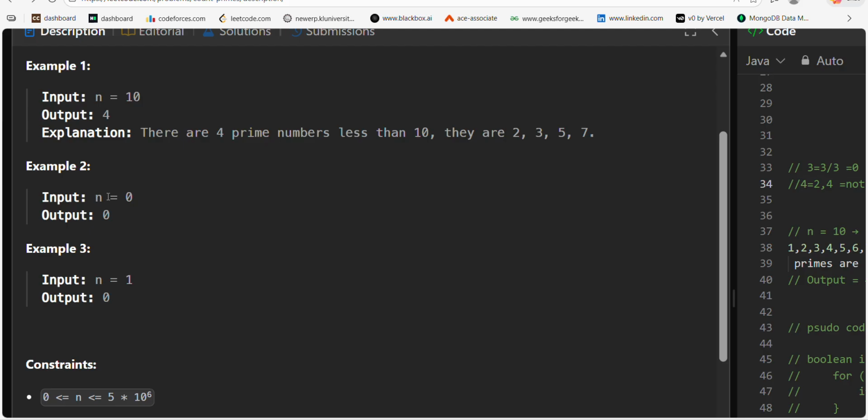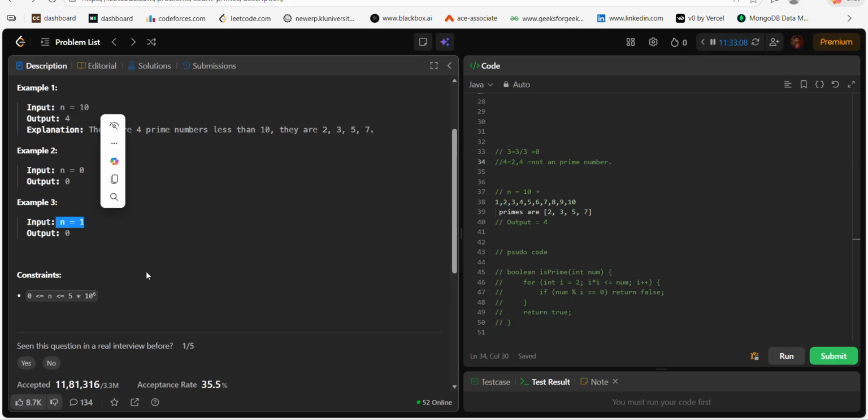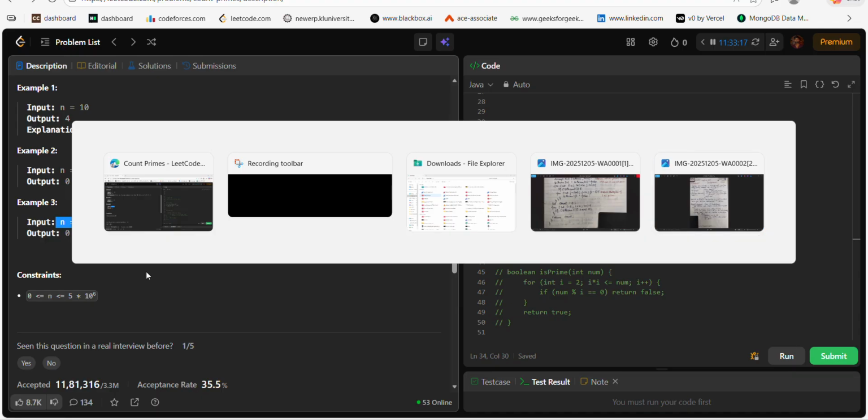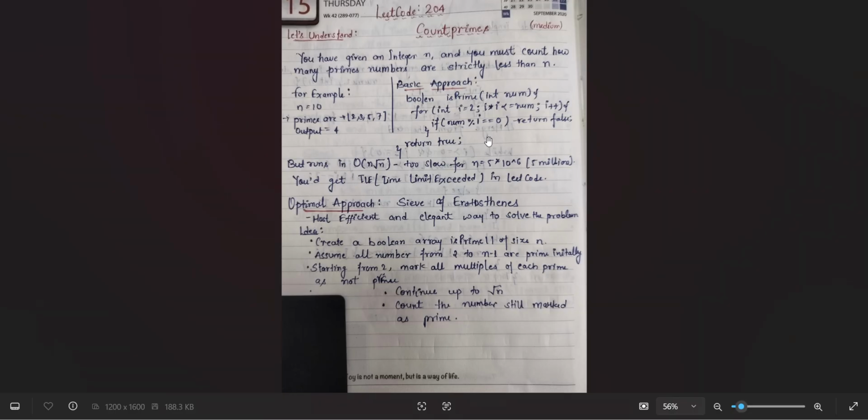Suppose n equals 0 or n equals 1. The output should be 0, because prime numbers start from 2, so we are not taking the two numbers 0 and 1. So if n equals 0 or n equals 1, we simply return 0 as the output. I hope you all understand this question. If you don't, let's see my handwritten notes, where you can easily understand what the problem says and how we are going to solve it.